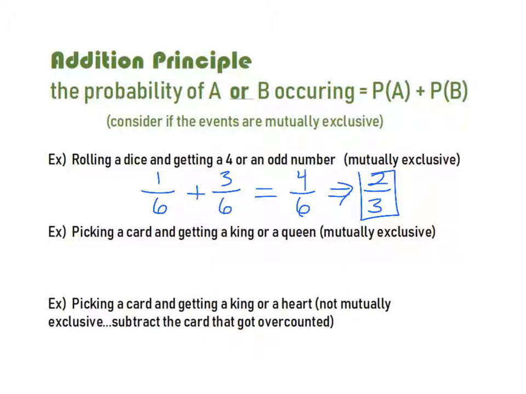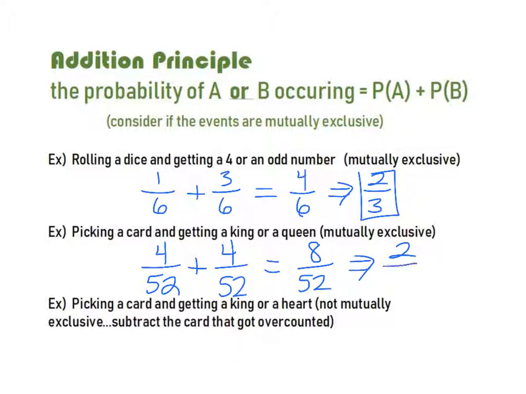Next example. Picking a card and getting a king or a queen. Again, these are mutually exclusive. Those are different things. There are 4 kings, so I'd have a 4 out of 52. Or means add. 4 successful cards that are queens out of 52. I'm sorry, when you add that, that would equal 8 over 52, which can reduce to 2/13.